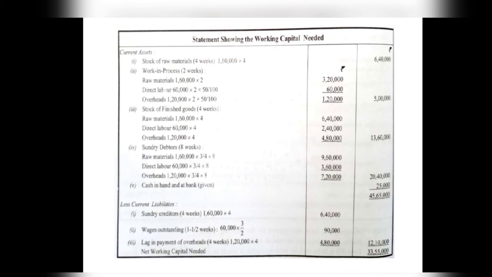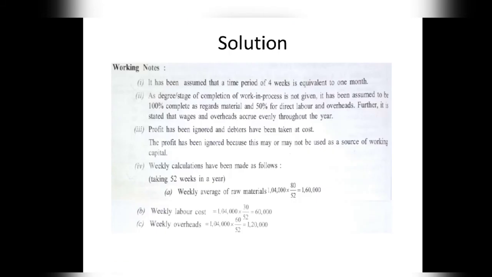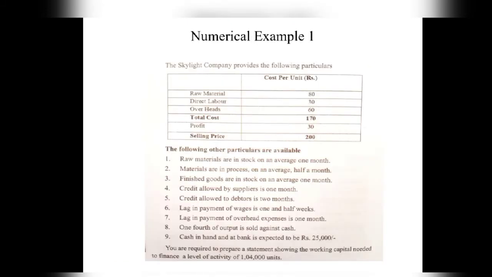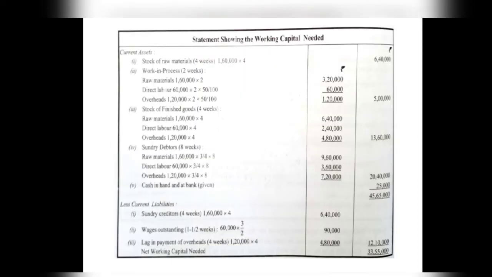Then the third current asset is the stock of finished goods. So now in the example, the stock of finished goods, it is given in the third point. Finished goods are in stock on an average for 1 month. So we have taken 1 month as equivalent to 4 weeks. So here in brackets we write 4 weeks.